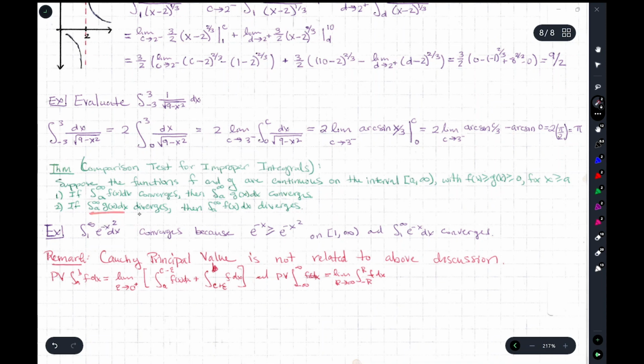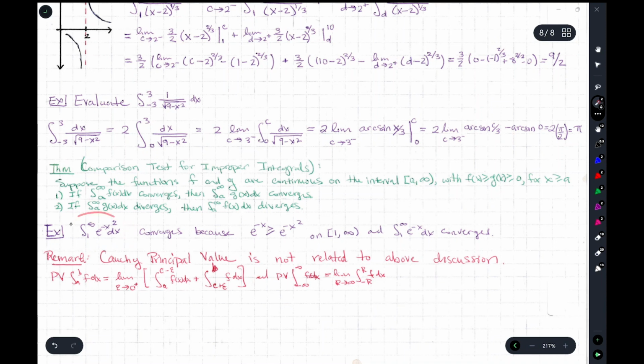On the other hand, if g diverges, so if f is greater than g, but g is diverging, right, the improper integral is diverging over this infinite interval, then f must diverge because f is greater than g, okay? So if something is smaller but infinite, then the greater value should also be infinite. That's kind of what that's saying, okay?